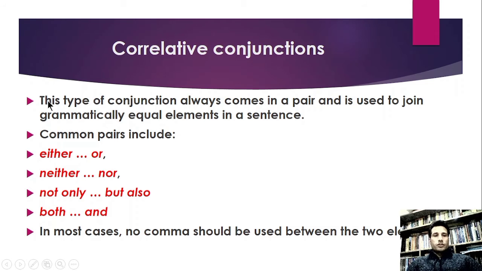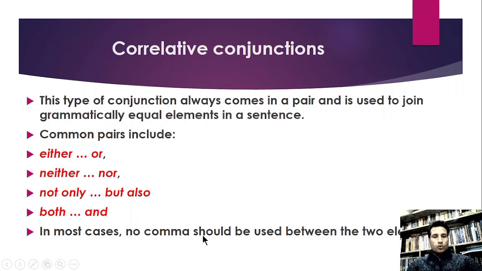Now, correlative conjunctions. What are correlative conjunctions? This type of conjunction always comes in a pair and is used to join grammatically equal elements in a sentence. So these are some conjunctions, they come in a pair. So they are like two conjunctions and we use them in a larger sentence. Common pairs include either or, either or. Americans say either or, British say either or. Neither nor, or Americans say neither nor. Not only but also. Both and. Okay, so these are some of the common pairs in correlative conjunctions.